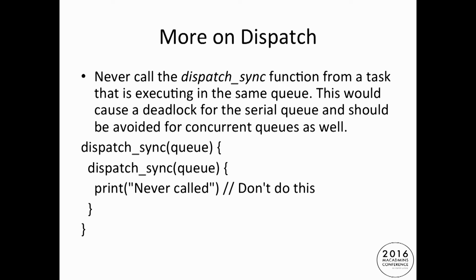Never call a dispatch sync function from a task that is executing in the same queue. This would cause a deadlock for the serial queue and should be avoided for concurrent queues as well. So deadlock. Process A or thread A says, okay, I have to use the value in B. Process B says, okay, I have to use the value in A.